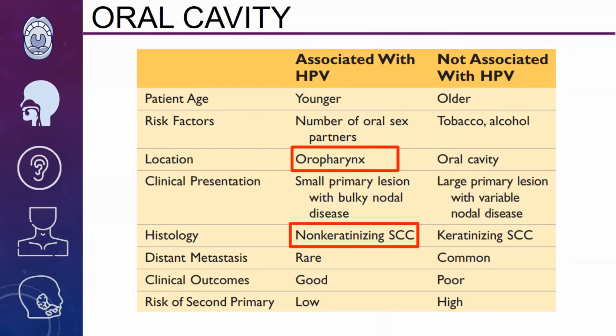Conversely, HPV-associated SCCs are most often non-keratinizing neoplasms arising in the reticulated epithelium of the tonsillar crypts within the lingual tonsils, base of the tongue, soft palate, and pharynx. It is usually seen in younger patients and confers a relatively better prognosis than HPV-negative SCCs.